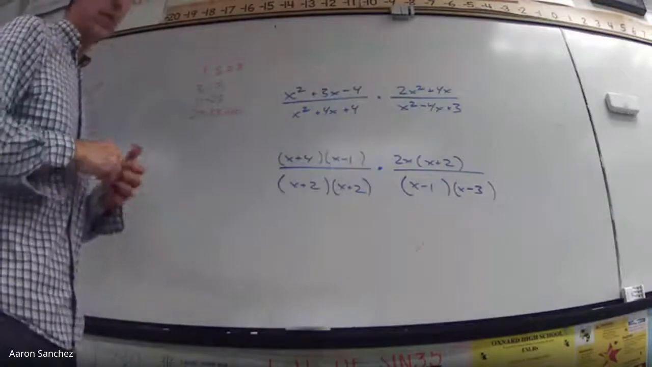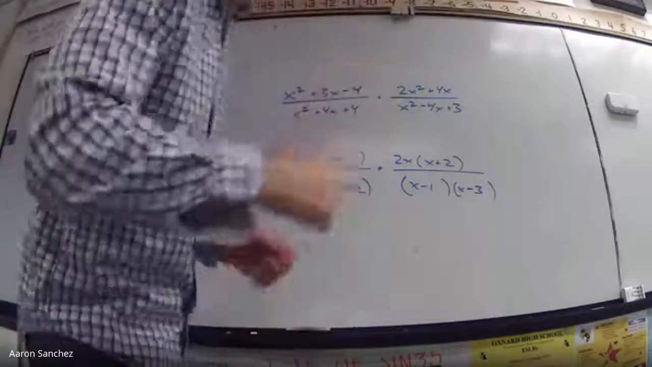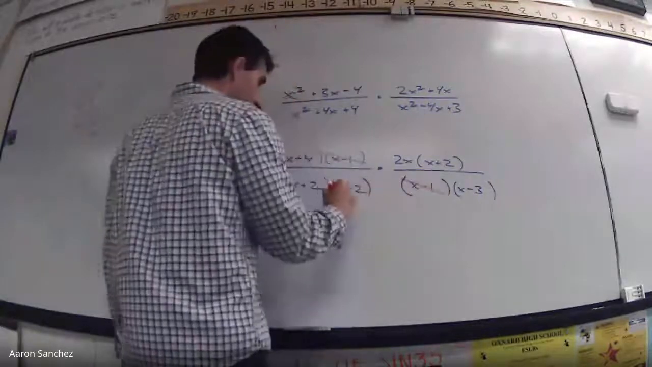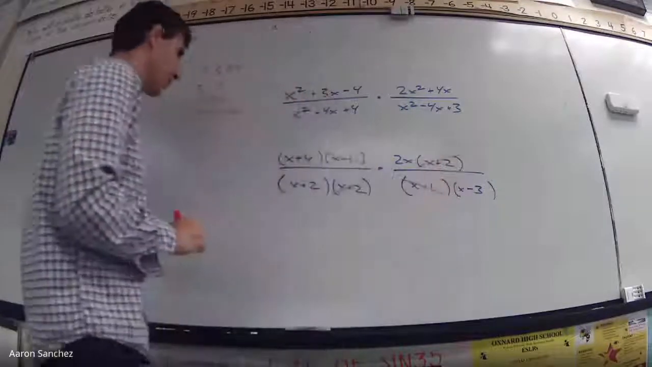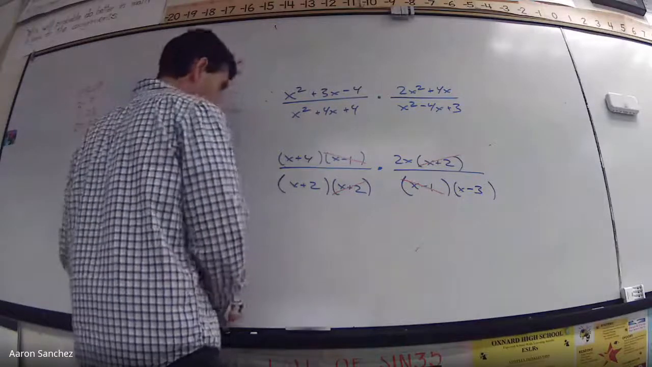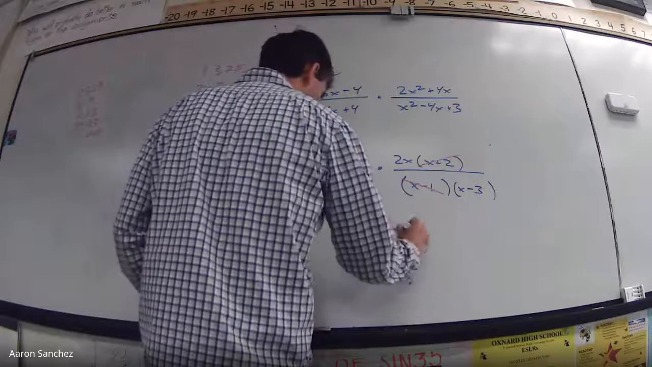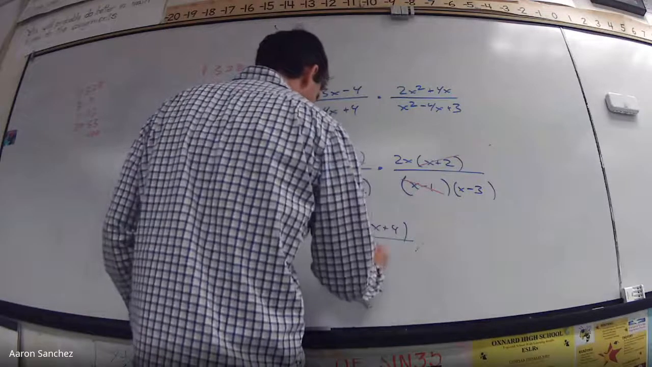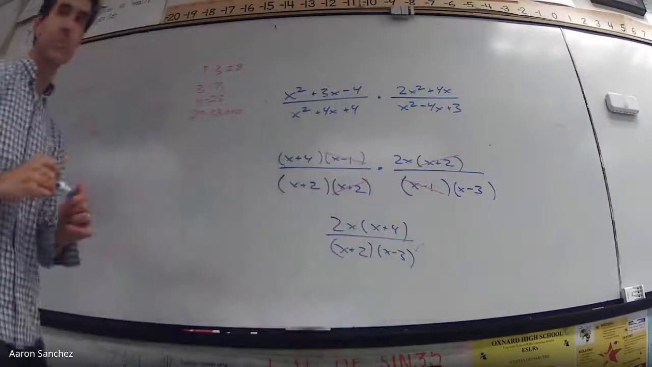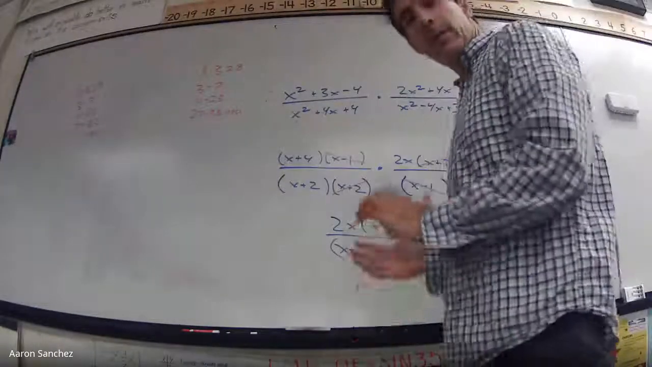Now you just factor, then cross out. That's all you have to do. What do we have? x minus 1, x minus 1, x plus 2, x plus 2. Anything else? I think that's it. So I have 2x times x plus 4 over x plus 2 times x minus 3. And that's all you've got to do. Are there any questions on that?